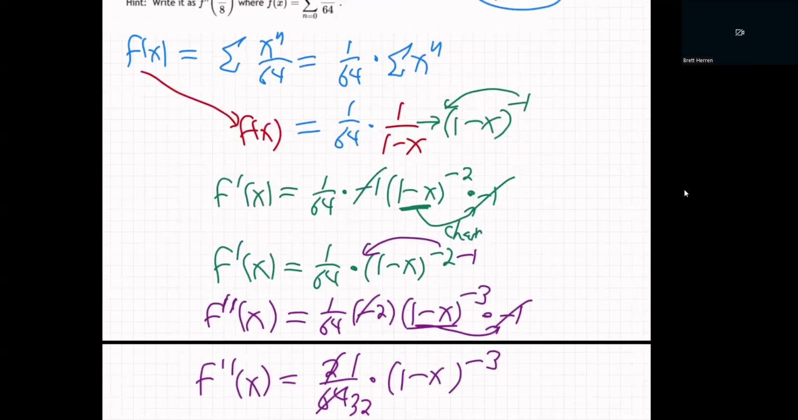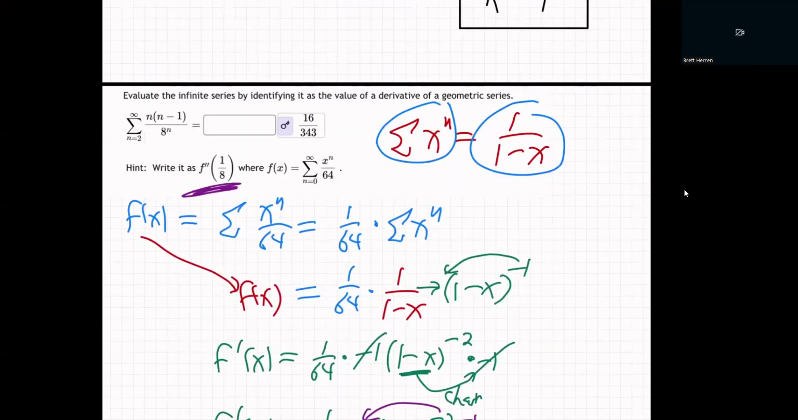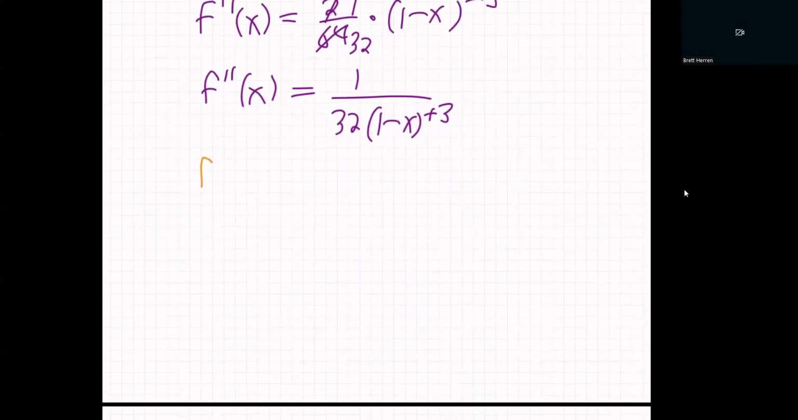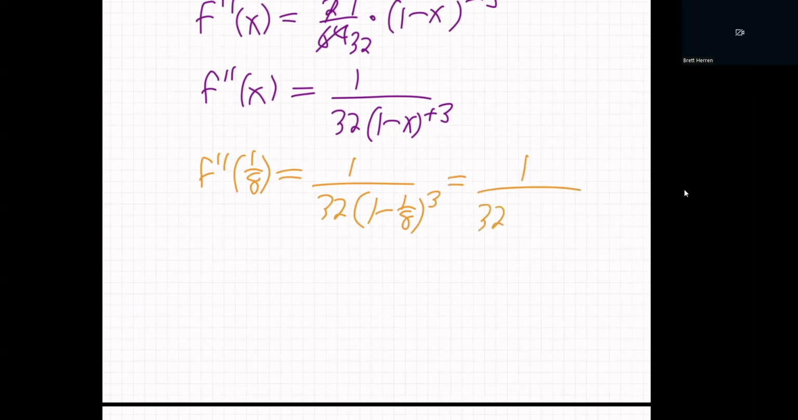Okay. Now, what did they want me to do? They said find f double prime of 1/8. So plug in 1/8. Okay. I'll just follow them blindly. Plug in a 1/8. What do we got here? Well, 1 minus 1/8 cubed. What's that? Well, that's going to be 7/8 cubed, isn't it? And really, you could just type into Desmos at this point, but I'll just do it by hand. So we got 32 times 7 cubed over 8 cubed, right?